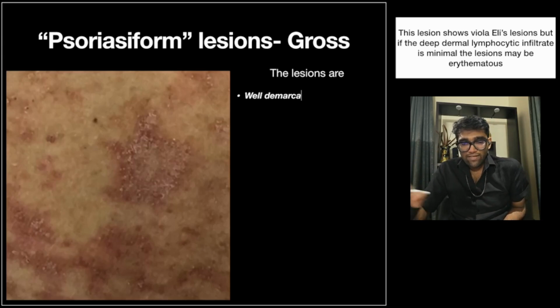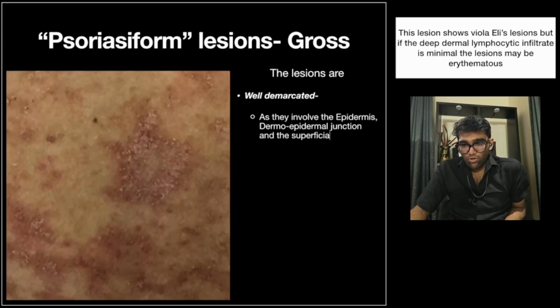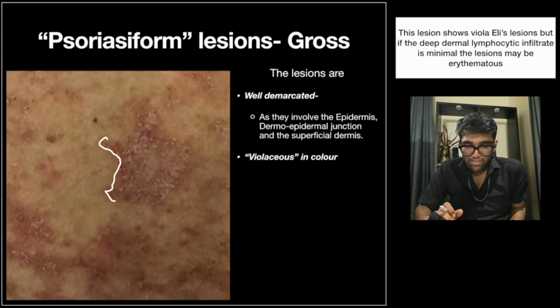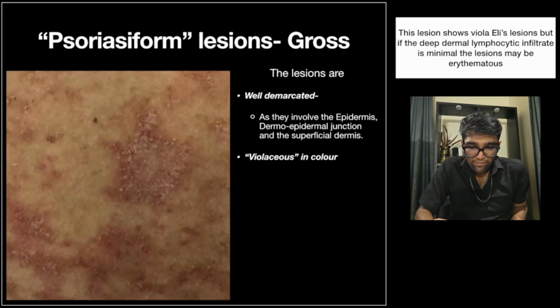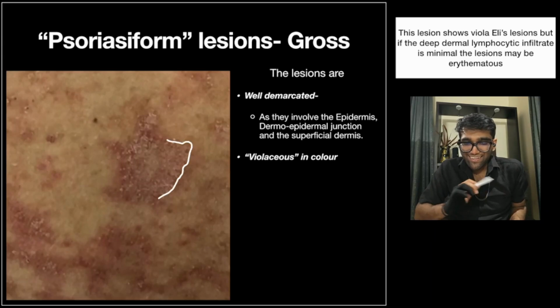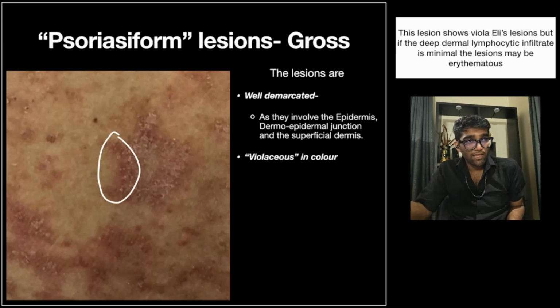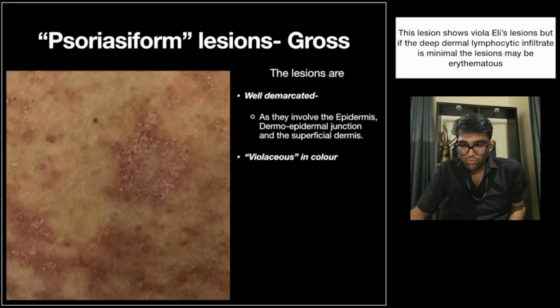The lesions are very well demarcated, again because they are very superficial. They involve the epidermis and dermoepidermal junction as well as the superficial dermis. Now those areas where they are involving the superficial epidermis are not as well demarcated. If you can see here, this line is not that sharply demarcated, whereas on this side the lesions are very sharply demarcated. So probably in this area there is involvement of the superficial dermis, while in the other areas there is not significant involvement of the superficial dermis.